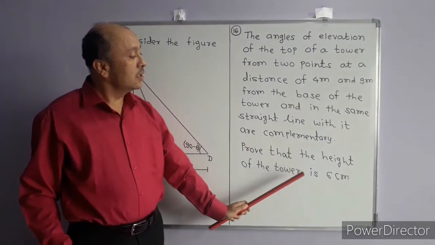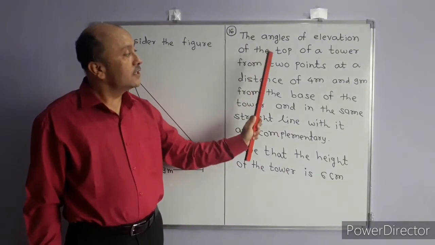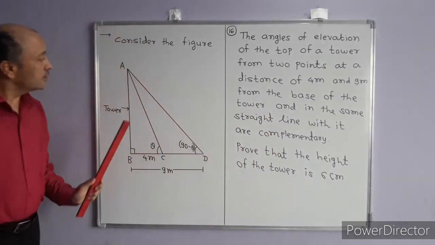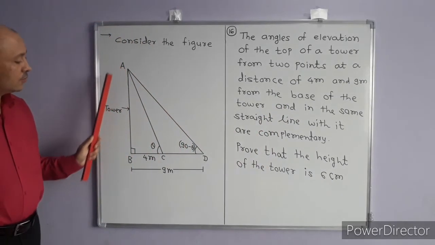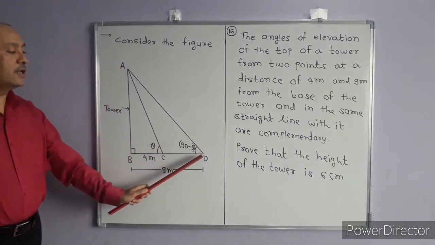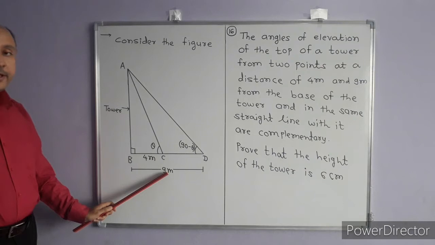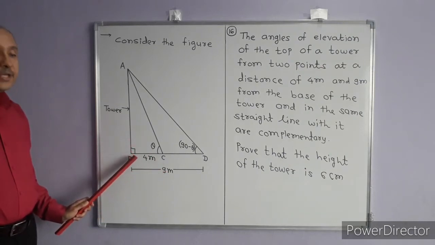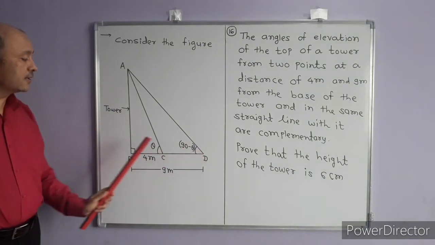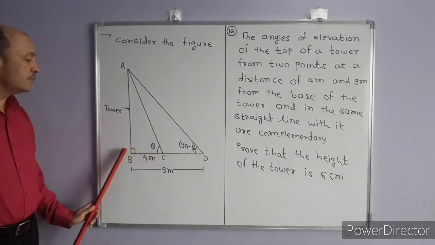So from the example, we are going to convert this example into a figure. The first step is, from the information in the example, first of all, we have to draw the figure. So look here, the figure is drawn here. AB denotes a tower. Then point C and point D are any 2 points which are 4 meter and 9 meter away from the base of the tower B. So C point is at a 4 meter distance and D point is at a 9 meter distance from B. So distance BD is 9 and distance BC is 4.